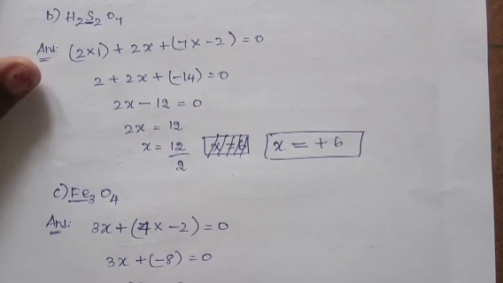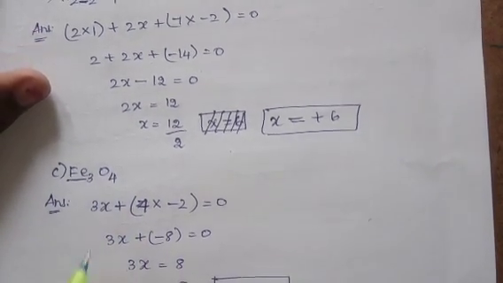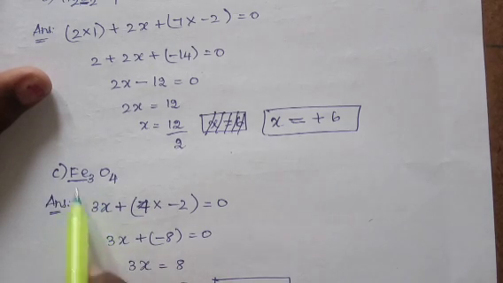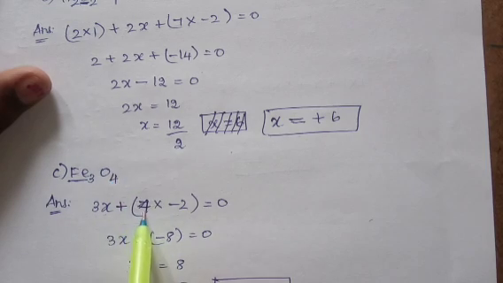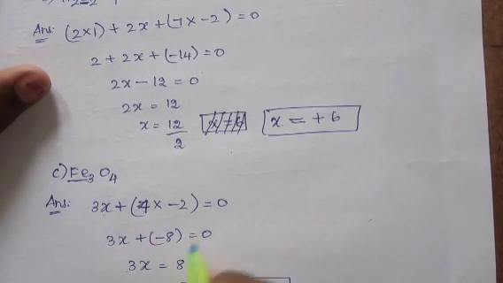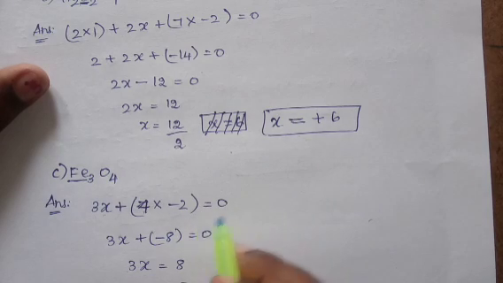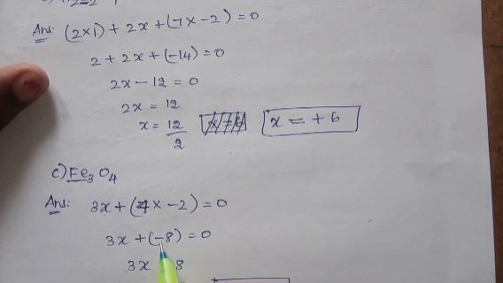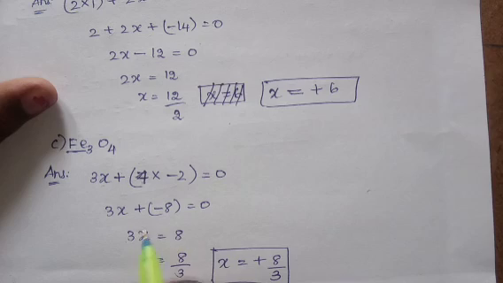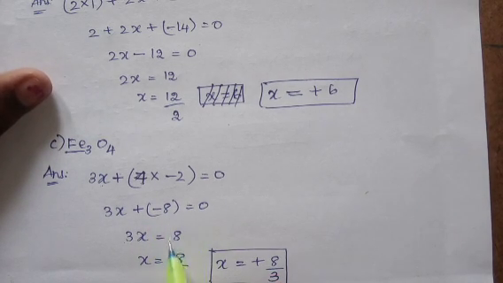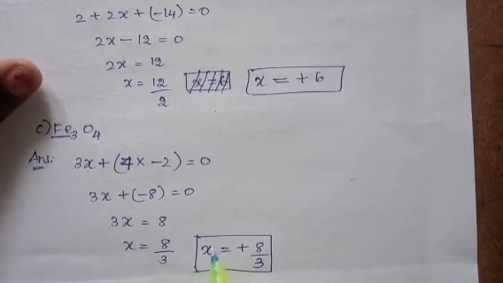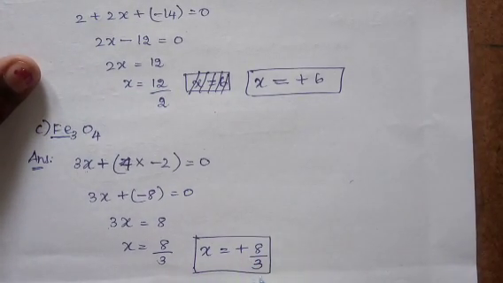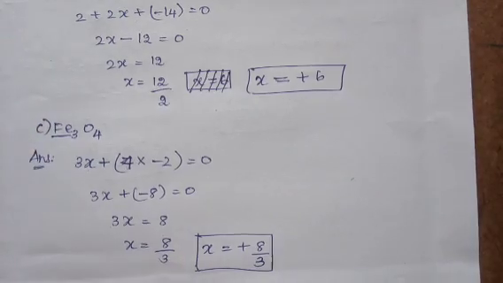Third one, Fe3O4. We have to find the answer for this. So 3 subscript first, into X, plus 4 subscript into the oxidation number of oxygen, minus 2, is equal to 0. 3X plus 4 2s are minus 8 is equal to 0. Next minus 8 goes to this side, so 8. 3X is equal to 8. X is equal to 8 by 3. So the answer is X equal to plus 8 by 3.